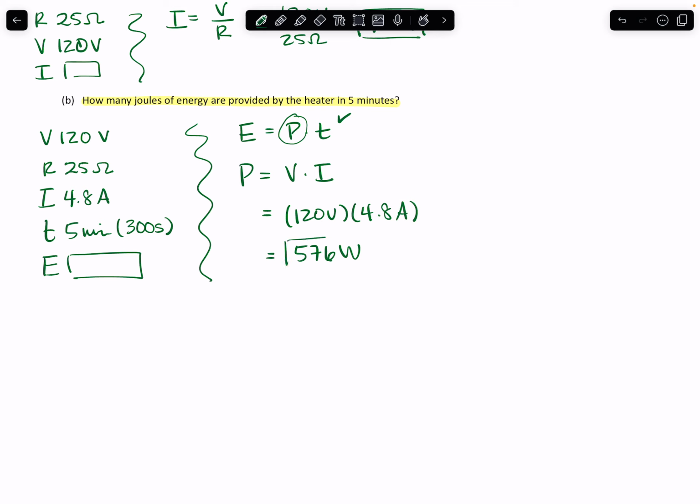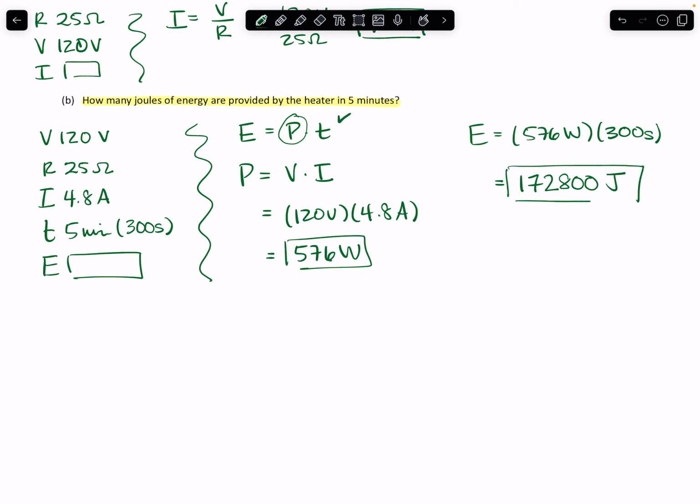So in this case, 120 volts times our 4.8 amps is going to give me a power of 576 watts. And with that in mind, I can go back to my energy formula. So energy is going to be equal to 576 watts times that 300-second time frame. And if I multiply that out, 72,800 joules of energy are being provided to the heater during this 5 minutes.